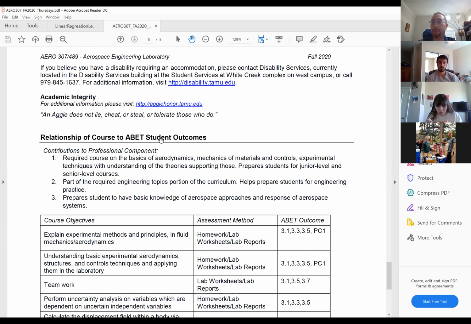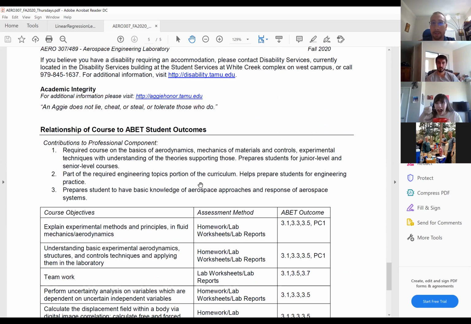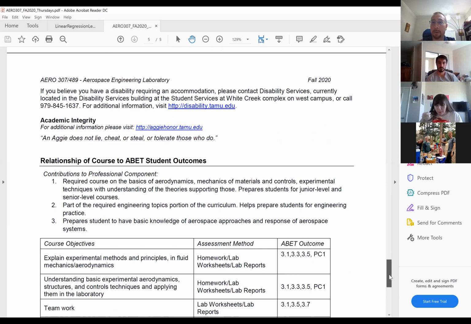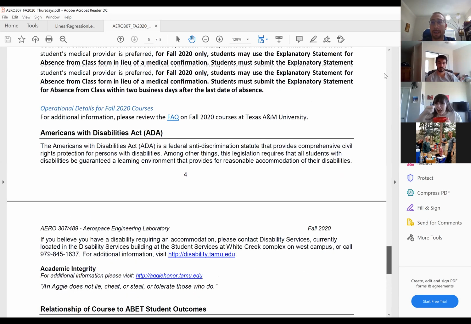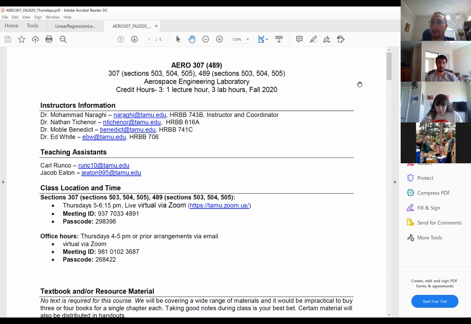The ABET, which evaluates student performance outcomes, the details are here. I'm not going to go through it. If you have any questions, let me know. Before I move on to the next item, any questions on the syllabus? Please unmute yourself if you have questions.